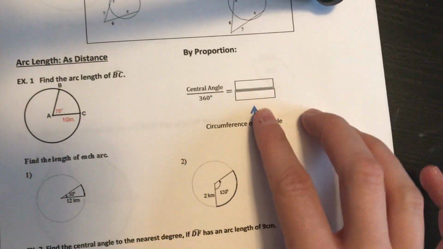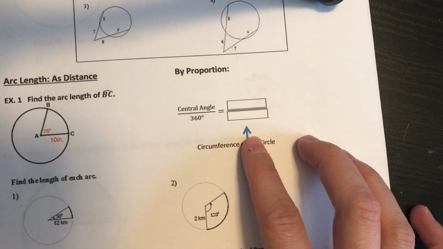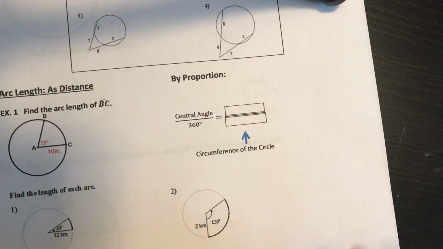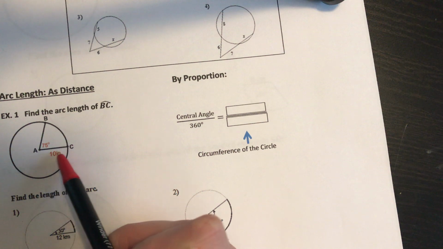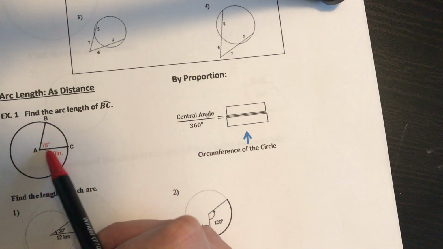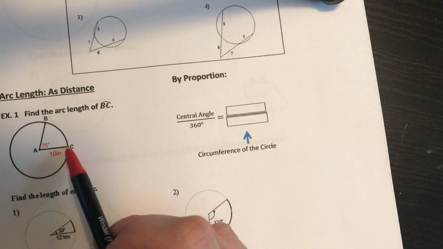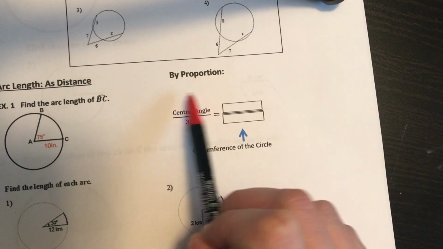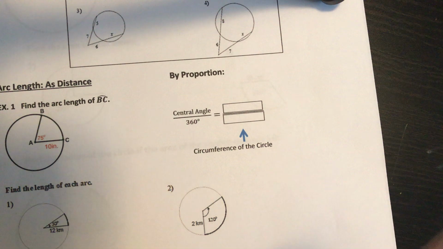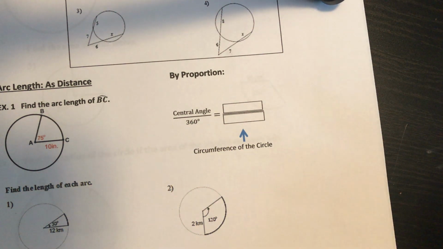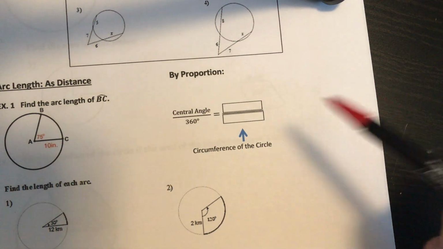So we're going to start with arc length and how to find arc length. Here's an example. We know that our radius is 10 inches and we know this central angle is 75 degrees. The way we're going to do this is set it up by proportion, and then from then on we can just use a formula.